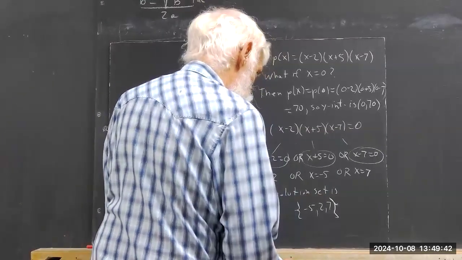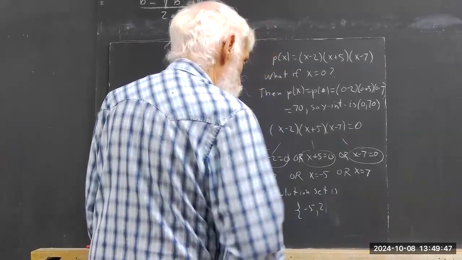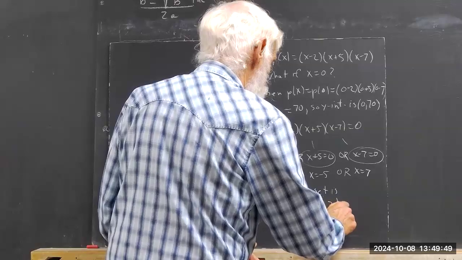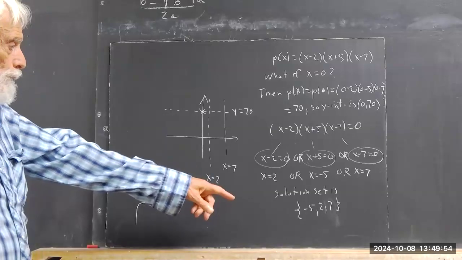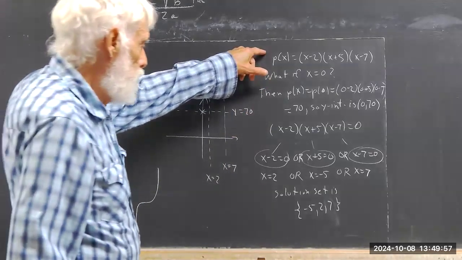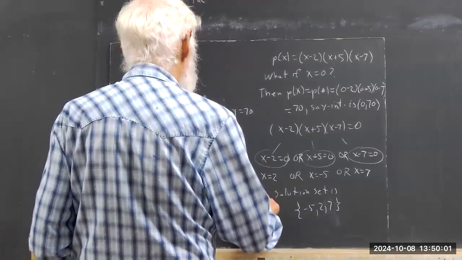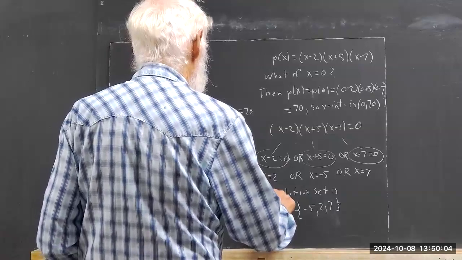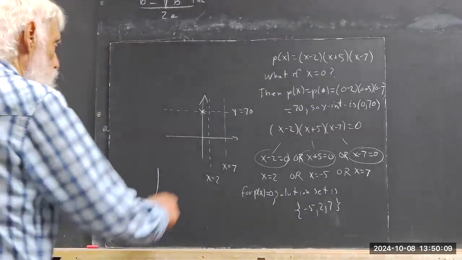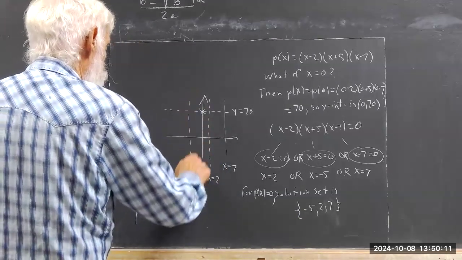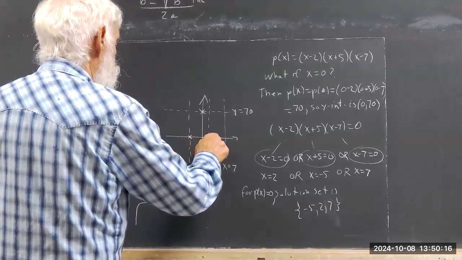That's like that brace. Let's call it that. There's your solution set. For the equation P of x equals 0, your solution set is this. So we got to put -5 here, so it's maybe about here. And now we know we have points on the x-axis.